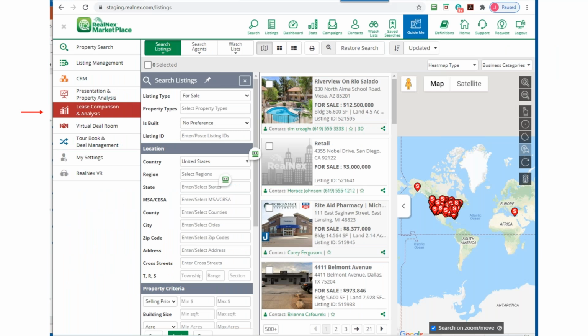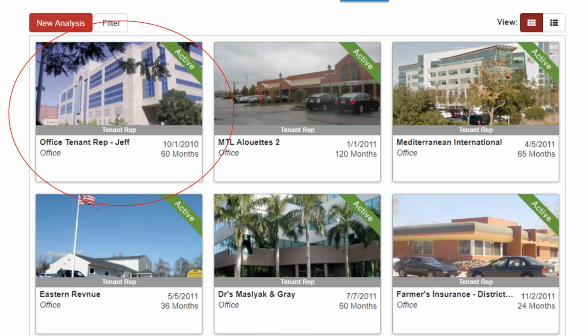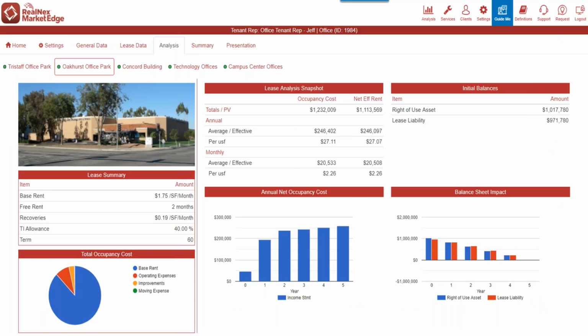So again, we're doing our comparative lease analysis. This was an office tenant rep analysis that I had done. And you see different alternatives here, the names: Tri-Staff Office Park, Oakhurst Office Park, Concord Building, Technology Offices, Campus Center Offices. Those were all the different alternatives. And for each of these, you'd have one of these reports.